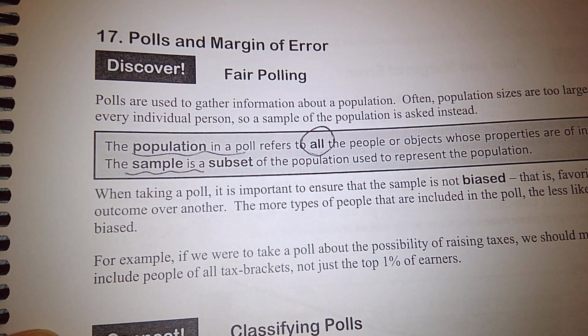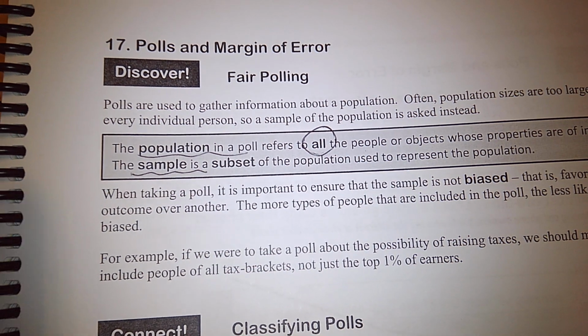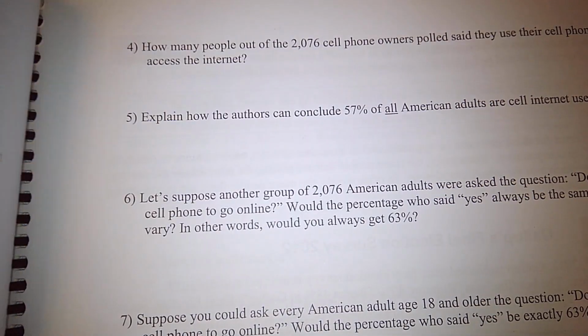We read through these two definitions. Population means all of the people. Sample is just a subset of the population. So you understand these two definitions, right? Now let's turn to page 226.